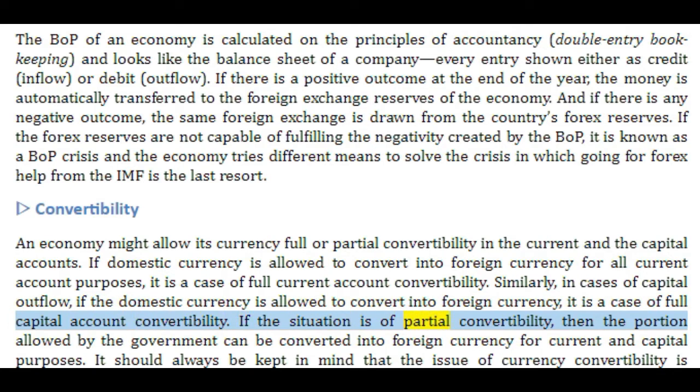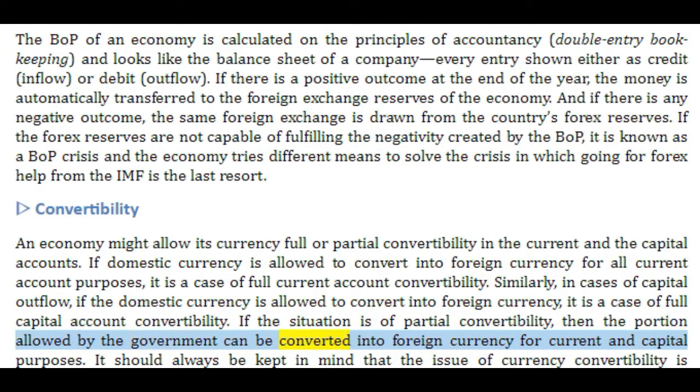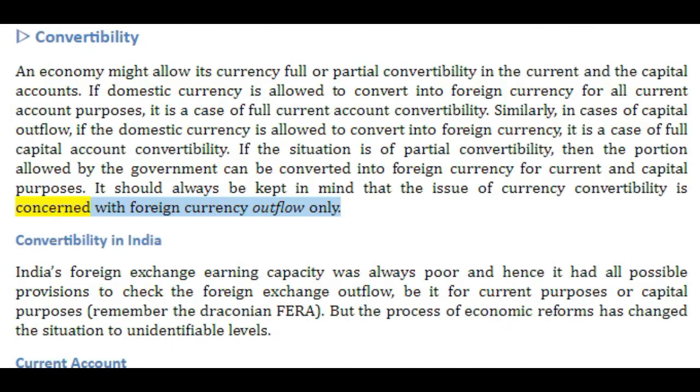If the situation is of partial convertibility, then the portion allowed by the government can be converted into foreign currency for current and capital purposes. It should always be kept in mind that the issue of currency convertibility is concerned with foreign currency outflow only.